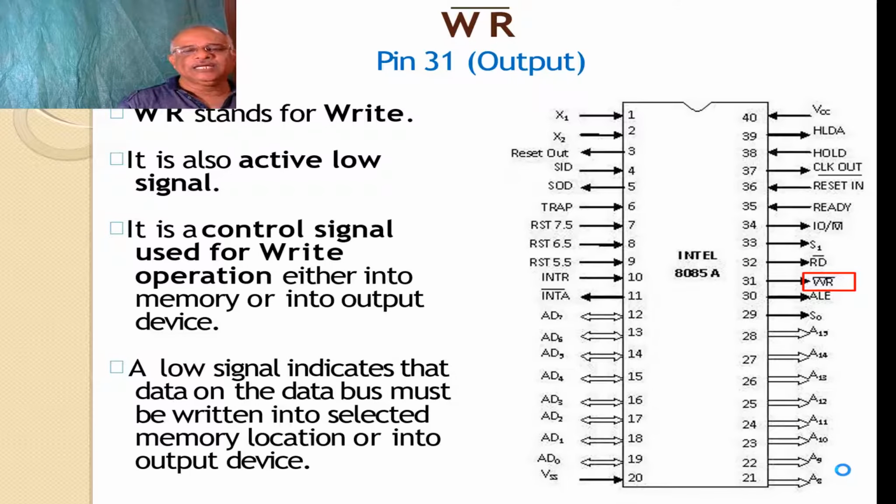Similarly, I will highlight the pin number 31. Pin 31 is WR bar. Again, this is an active low pin. It means that whenever the voltage of pin number 31 goes low, the WR pin becomes active. WR stands for write, meaning the microprocessor will write. Remember, the microprocessor will write means it will output the data, output the result either to the memory location or to the output device. It is also an active low signal.